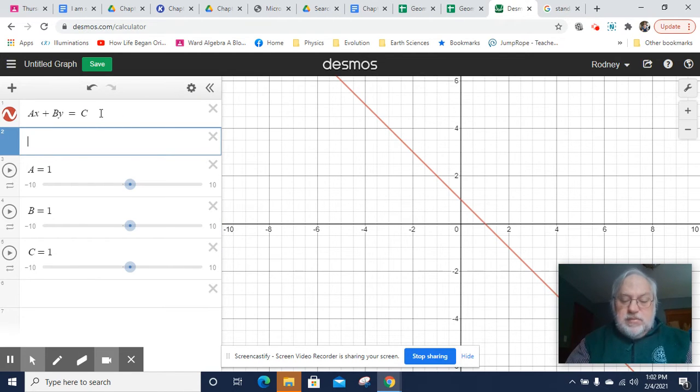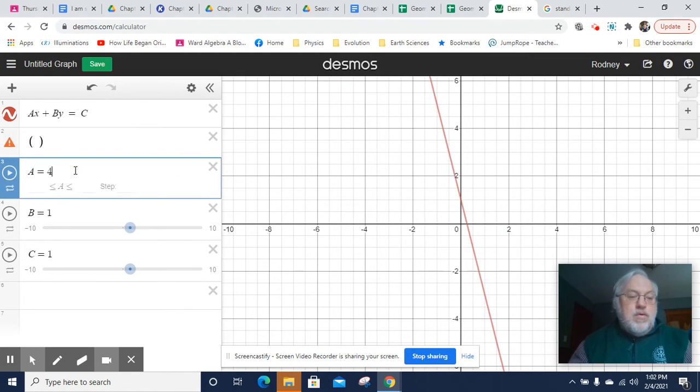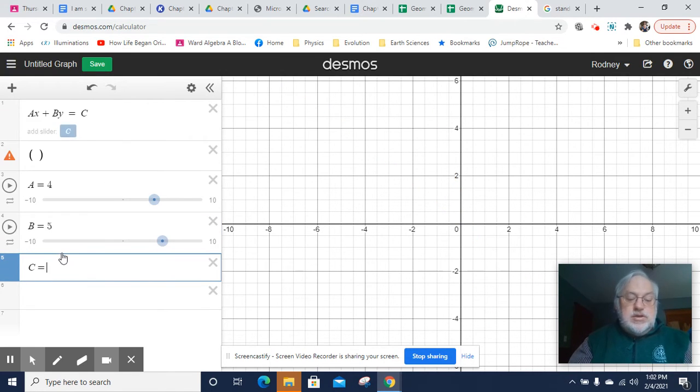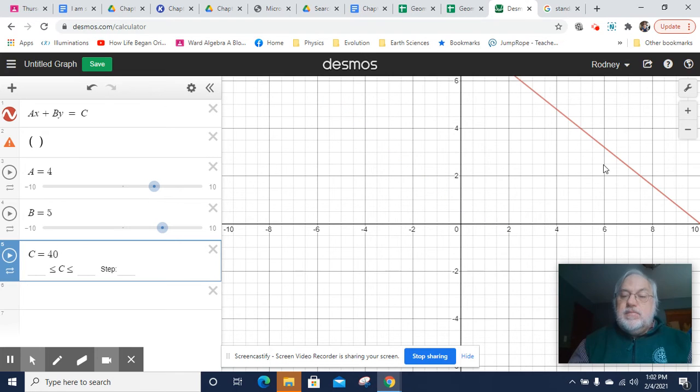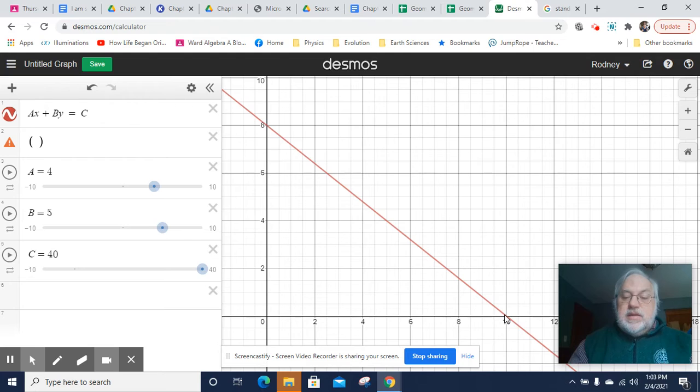What I'm going to do now is find the X-intercept. This is one of the great utilities of this line form. I'm going to change this. I'll change that to 4, I'll change that to 5, and I'll change this to 40. I'll move this over so you can see them. You can see already that the X-intercept is 10, and the Y-intercept is 8 right there.